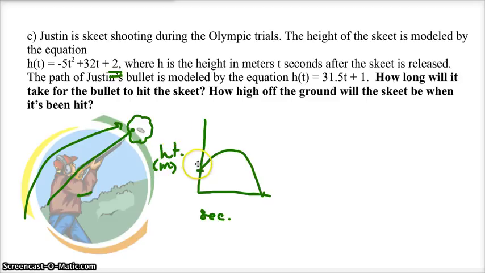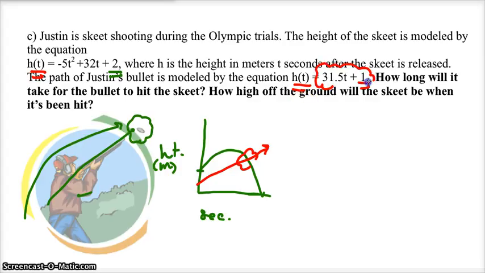So it's starting at 2 and it's getting launched up in the air and then coming back down. At the same time though, his bullet is modeled by, so he's starting at 1 and it's being shot upward this way, and we want to know how long will it take for the bullet to hit the skeet, assuming he aims correctly. This is essentially a y equals, but if you notice they each have the same heading. So because they each are equal to h of t, I can set them equal to each other.